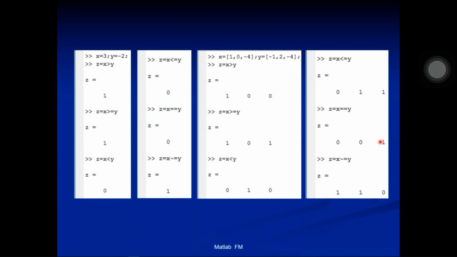Is X equal to Y? True only for the last comparison. Is X not equal to Y? True for the first two comparisons. But the point here of anything that you see is saying, I ask the question, and if true, a 1 will appear as a result, and if false, a 0 will appear as a result.